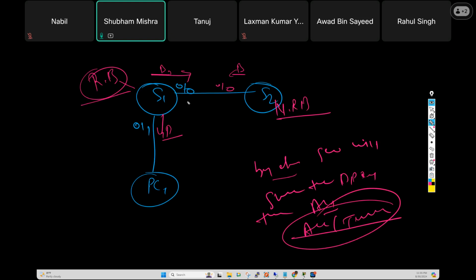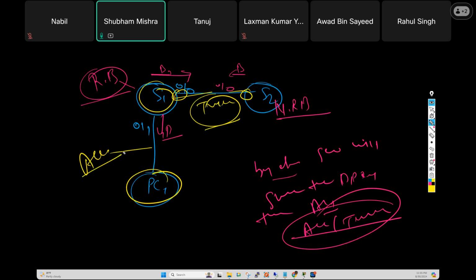So between the switches, generally which link do we have? Trunk link. And this is the end user, and this is the switch. So between an end user and a switch, what is the link? Access link. You know these things, everyone. So this is the root bridge. The root bridge is sending the BPDU through this interface as well as through this interface.